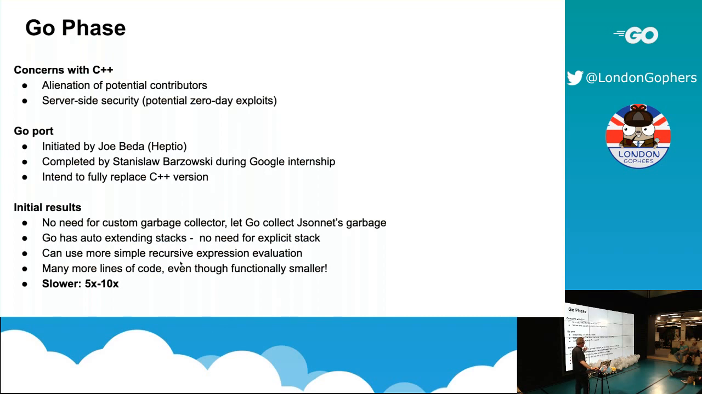So that was the first concern, alienation of potential contributors. And the other one is, if you want to run this on the server and you've got untrusted Jsonnet code coming along, you imagine with this garbage collector that you don't entirely trust, it's only a matter of time before someone finds some stack overrun or whatever and owns you. So no one wanted to put it on the server. So both of those are addressed by rewriting it in Go.